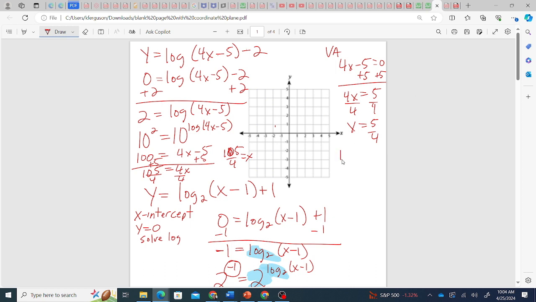The domain is, yes, it's the same for the domain. Domain, I got 4x minus 5 is greater than 0. I do exactly the same operations, only with an inequality. So now I add 5 on both sides. I get 4x is greater than 5. And then I divide by 4 and get x is greater than 5 over 4. So x is greater than 5 over 4. That's my domain.